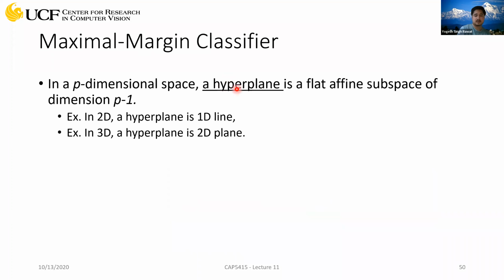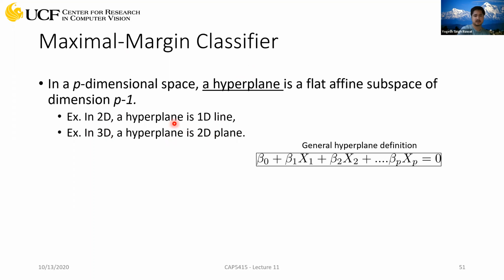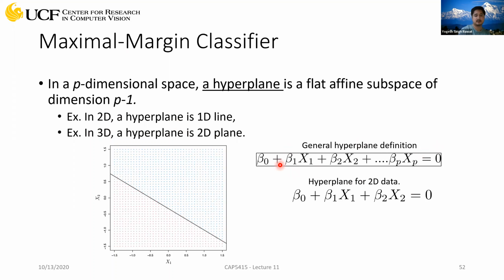Okay, so the rule is, if you have an n-dimensional or a p-dimensional space, then your hyperplane will be in p minus 1 dimension. So if you have 2D data, you just have a 1D line, right? And if you have 3D data, then you will have a plane. And this is the general equation for your hyperplane, depending on the dimensions. So we'll have these different variables for 2D. That's the equation, right? You can easily represent this line using this equation.